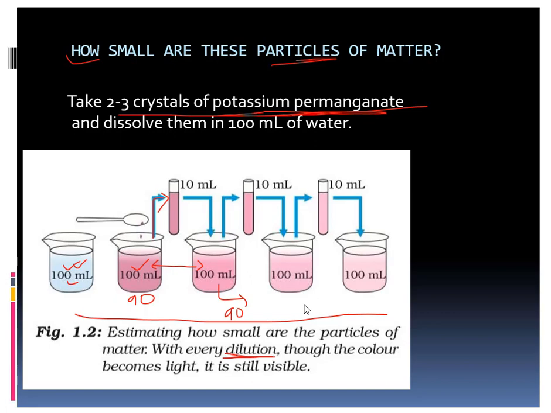Concentrated means pure. Dilution means some particles are added into water. So here you can see why the color changes: the number of particles present in the water decreases. So with this experiment, what we have concluded is that the particles of matter are very small. They are very tiny. Otherwise, they would not have got transferred from this place to this place.